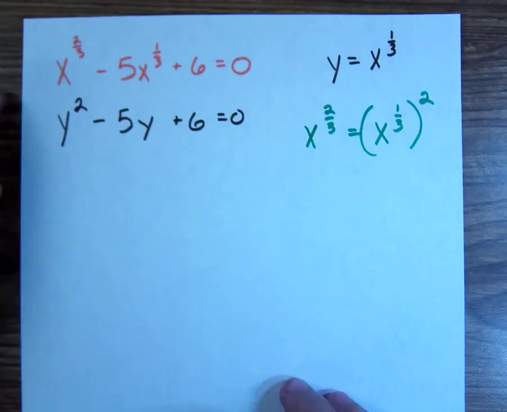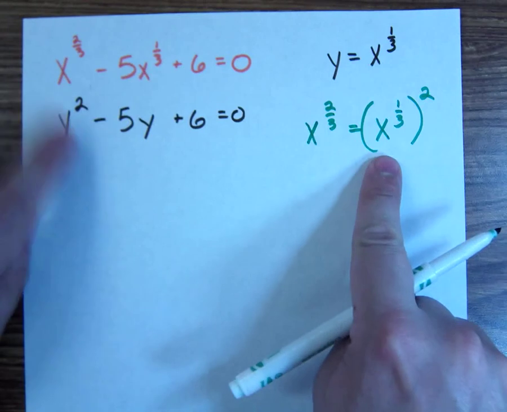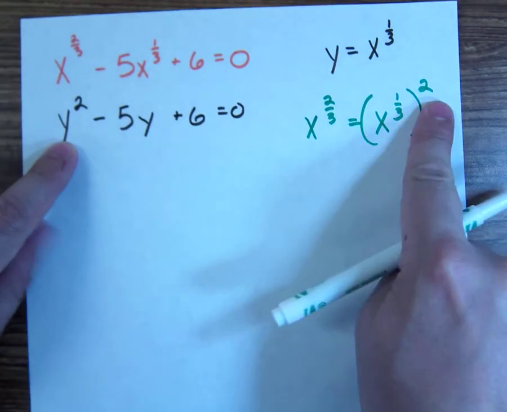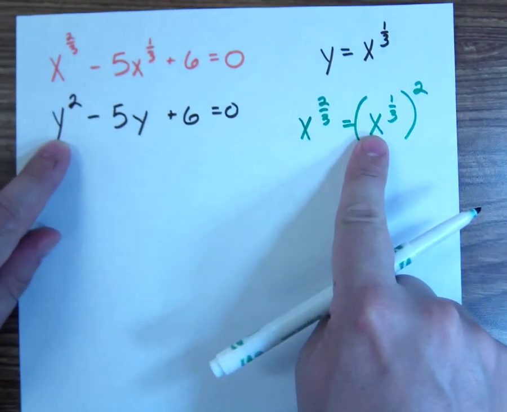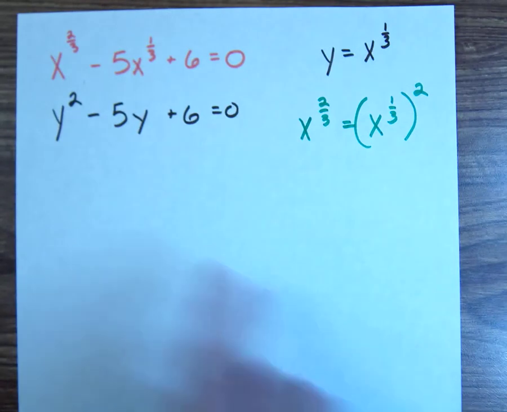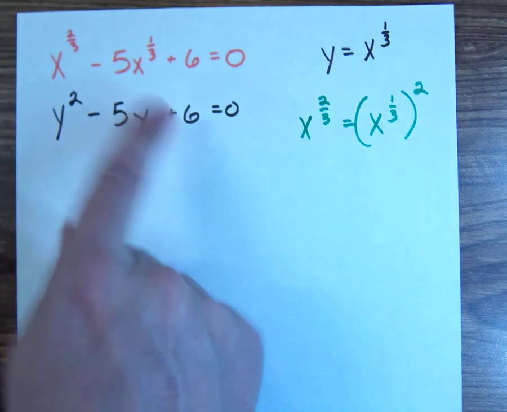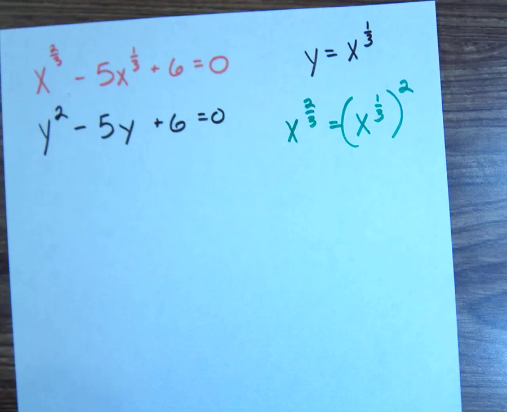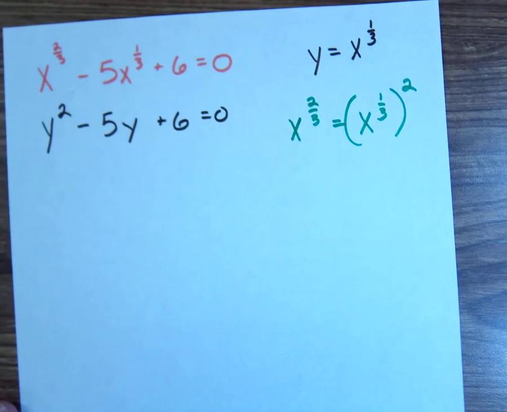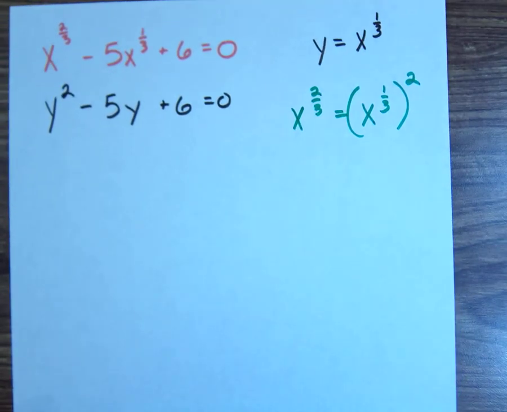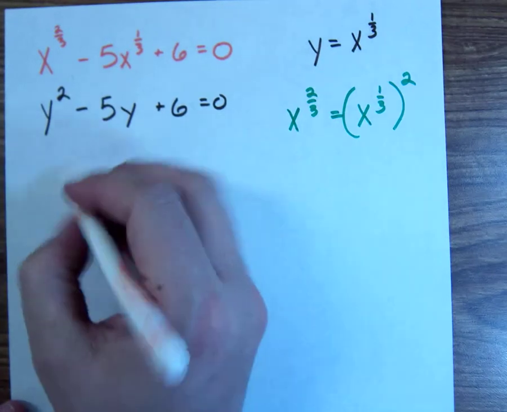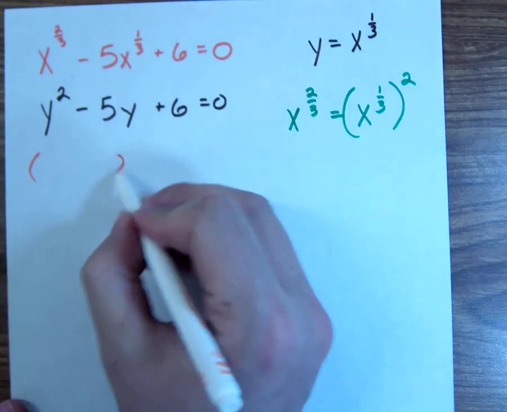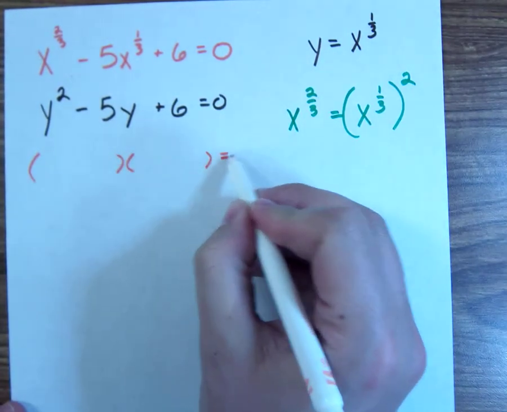So we replace this with y, with y squared, since y really was x to the 1/3. Now the only reason we're doing this substitution is just because factoring this is easier than factoring this. That's the only reason we're doing it. When we get to the end, we're going to substitute it back. We're just kind of cheating a little bit here.